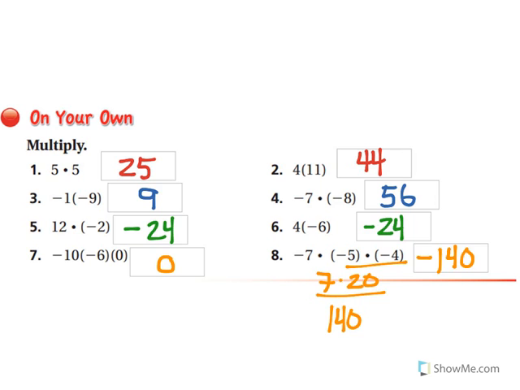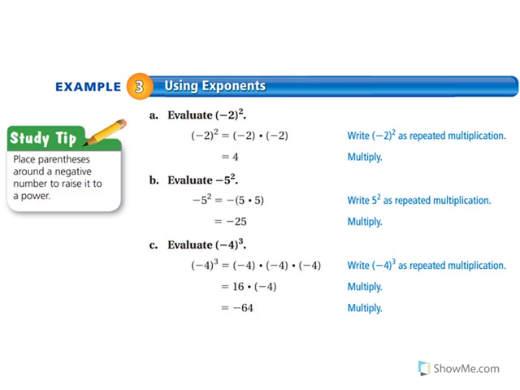Okay. Hopefully you came up with the same answers. Let's go ahead and move on to our next example. In this example, we're going to start using exponents. For A, we have negative 2 to the second power. So negative 2 squared would just be negative 2 times negative 2. And then we follow the rules, it becomes positive 4.